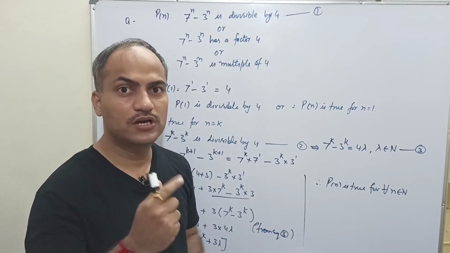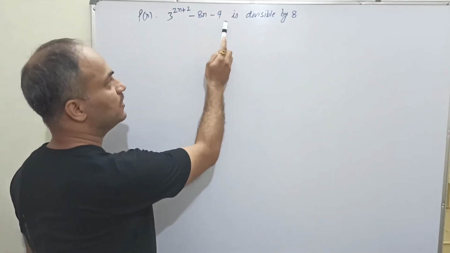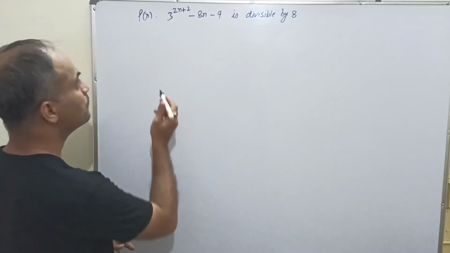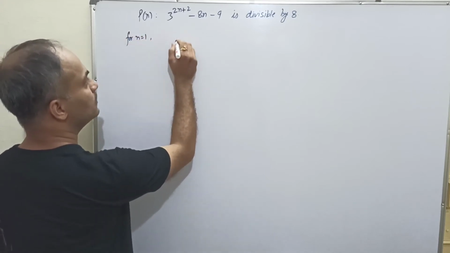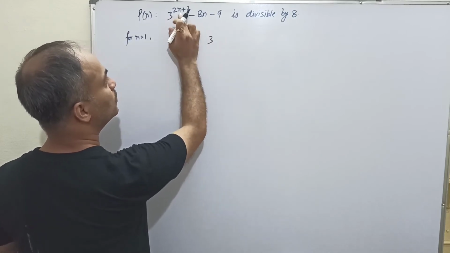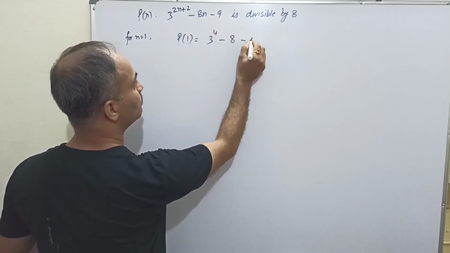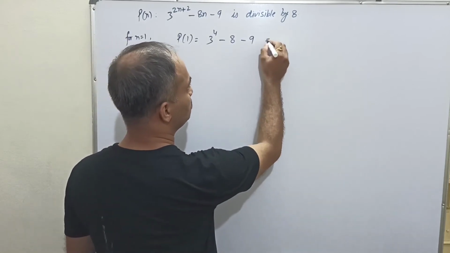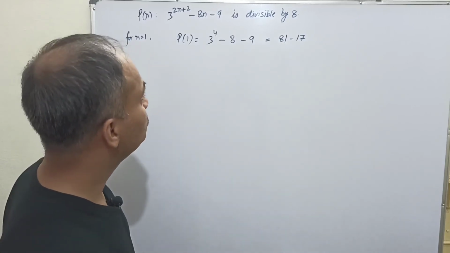Now let us do one more critical question to make the concepts more clear. In this question, P(n) is given like this, and we have to prove that this statement is divisible by 8. So let us do it for n is equal to 1. What happens? P(1) becomes 3 to the power 2 into 1, that is 2, 2 plus 2, 4, minus 8 into 1 means 8, minus 9. We know 3 to the power 4 is how much? 81. So this is 81 minus 17. How much is this? Subtract. This becomes 64.